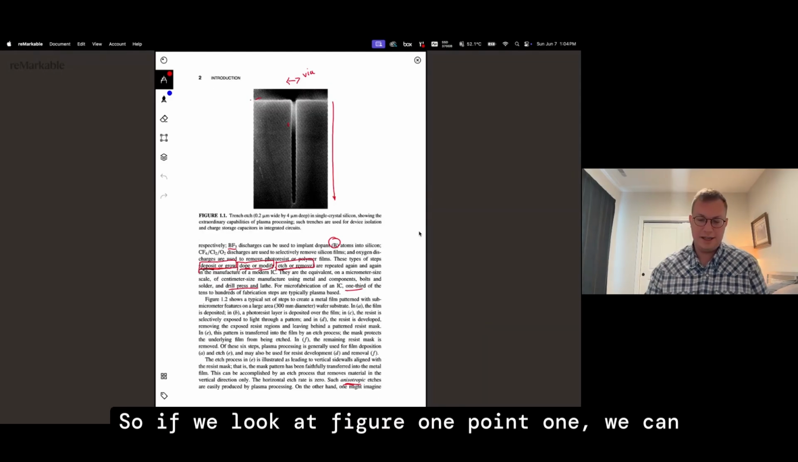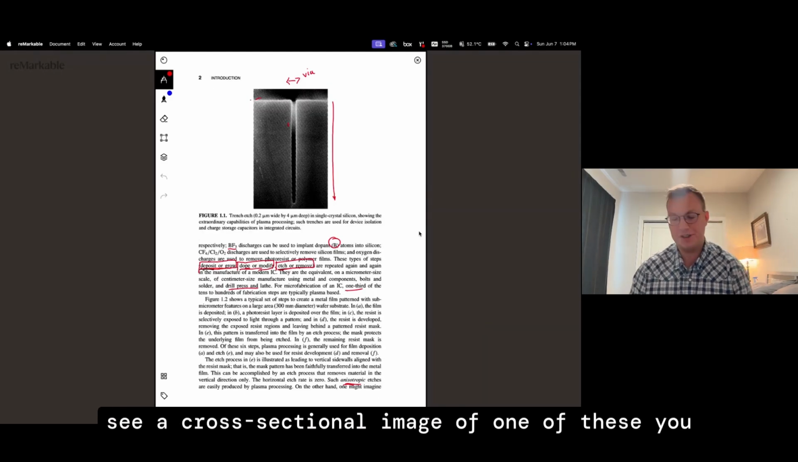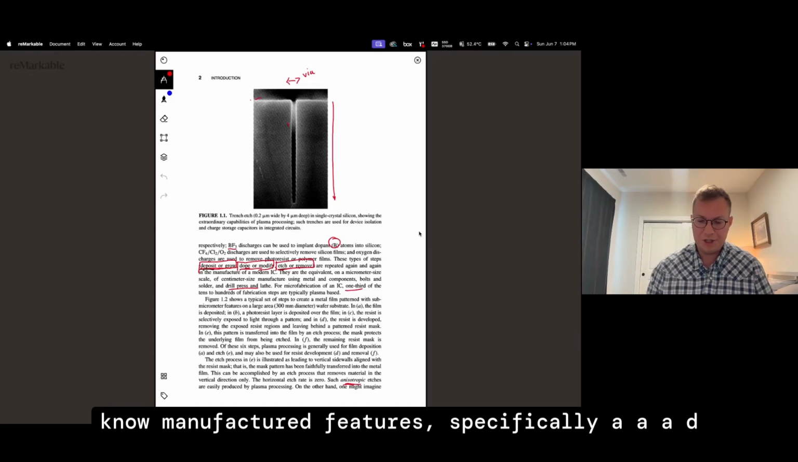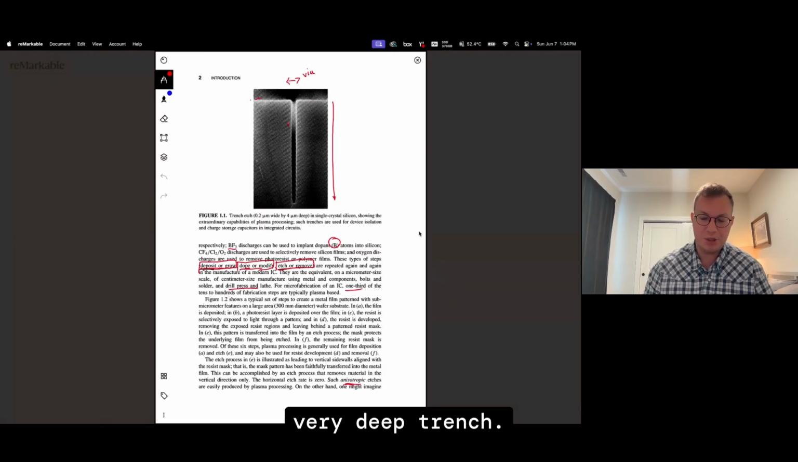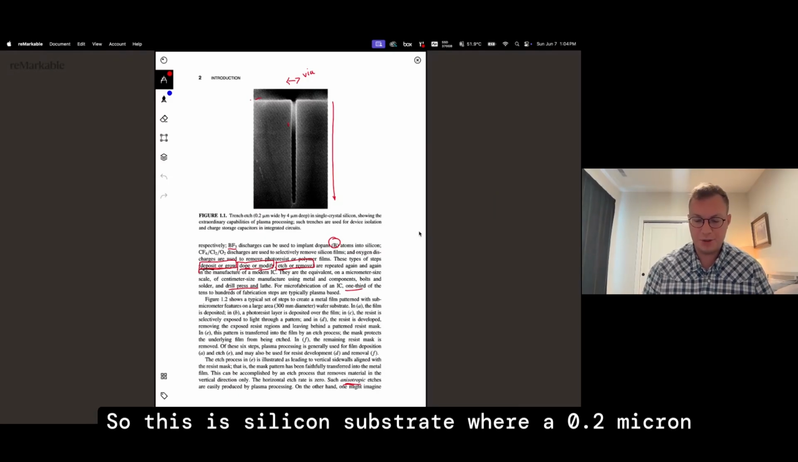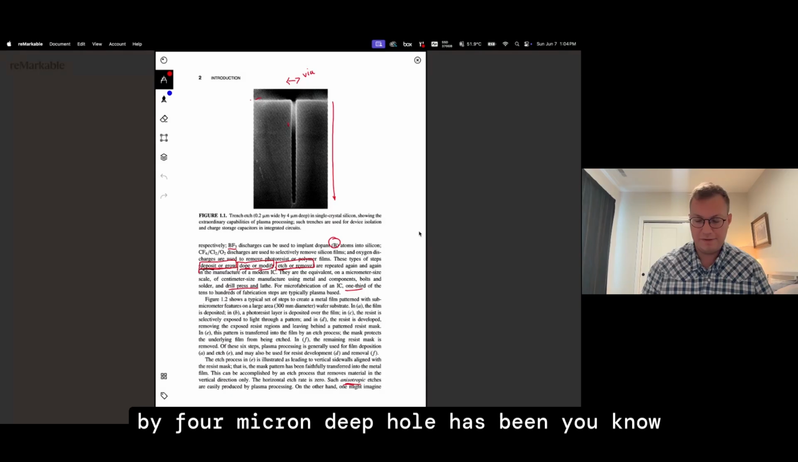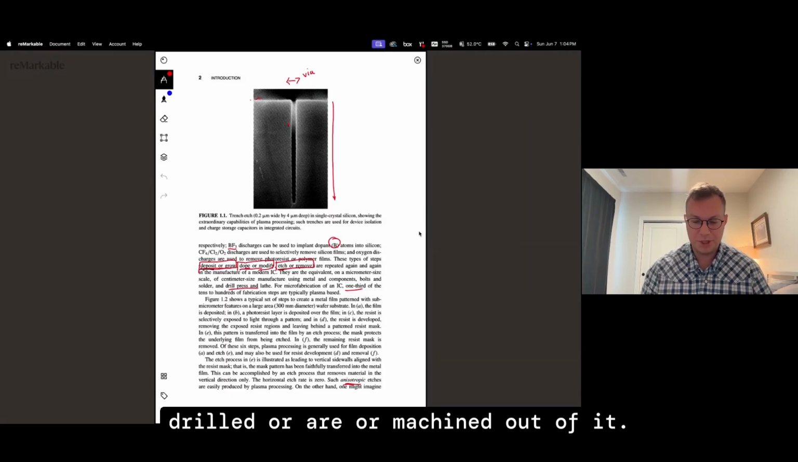So if we look at figure 1.1, we can see a cross-sectional image of one of these manufactured features, specifically a very deep trench. This is a silicon substrate where a 0.2 micron by 4 micron deep hole has been drilled or machined out of it.